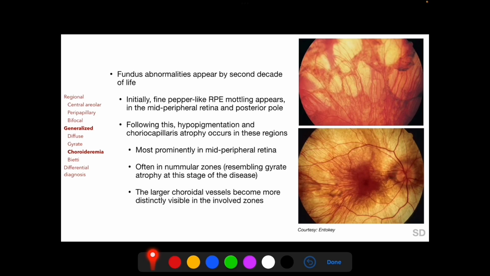Fundus abnormalities appear by the second decade of life among patients with choroideremia and initially consist of fine paper-like RPE mottling in the mid-peripheral retina and posterior pole. Following this, hypopigmentation due to RPE atrophy and choriocapillaris atrophy occurs, and this is most prominent in the mid-peripheral retina and often occurs in nummular zones as seen here in this clinical photograph, thus resembling gyrate atrophy at this stage of the disease. As a result of RPE and choriocapillaris atrophy, the larger choroidal vessels become more distinctly visible in the involved zones.